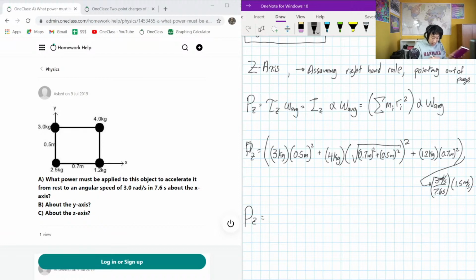Let's math this out. So the first term, 3 times 0.5 squared plus, now this is the spicy one, 4 times, in brackets, 0.7 squared plus 0.5 squared, but we don't need to put that under the root because the square root and the squared neutralize each other. And then we're going to add plus 1.2 times 0.7 squared. And this times 3 times 1.5 divided by 7.6. And my result for this is 2.54. And hopefully we have a similar calculation here.